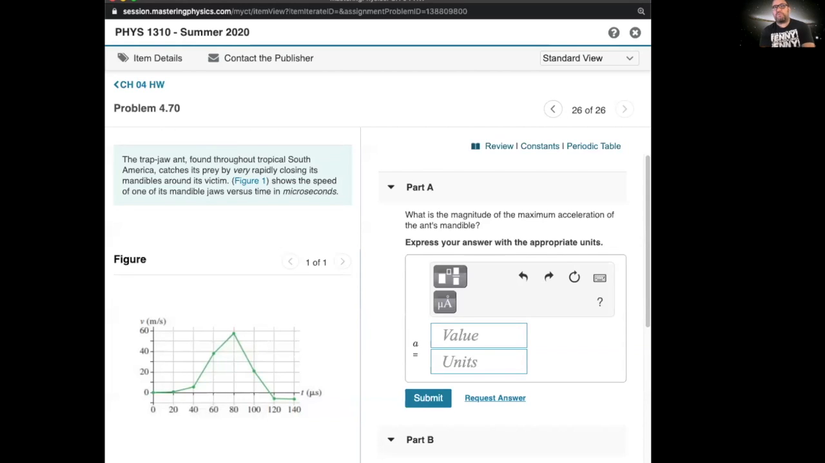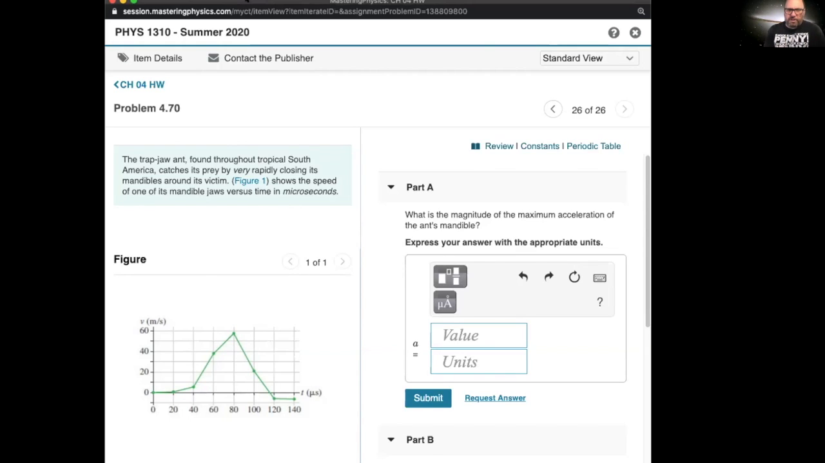Let's take a look at the last problem of the night. The trapjaw ant found throughout tropical South America catches its prey by very rapidly closing its mandibles around its victim. Figure 1 shows the speed of one of its mandible jaws versus time in microseconds. Microseconds are 10 to the minus 6. Very important. So, part A, what is the magnitude of the maximum acceleration of the ant's mandibles?